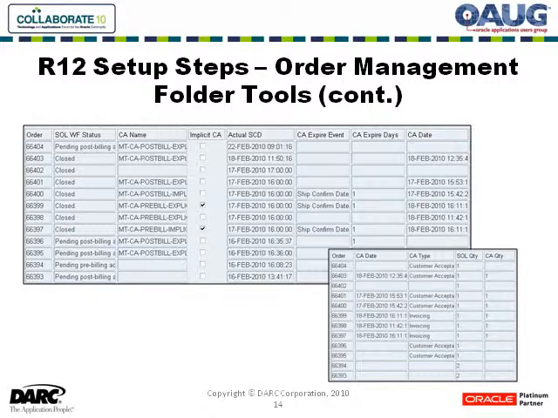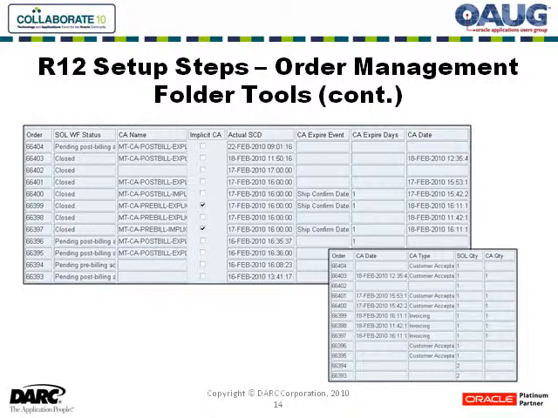My CA name is my customer acceptance name, which again is my deferral reason or my revenue contingency. Implicit CA is implicit customer acceptance, and that's a yes or no, not is it applicable. So if it's checked, it means it's been customer accepted via the implicit concurrent program. If it's null, that means it's either pending or not applicable.